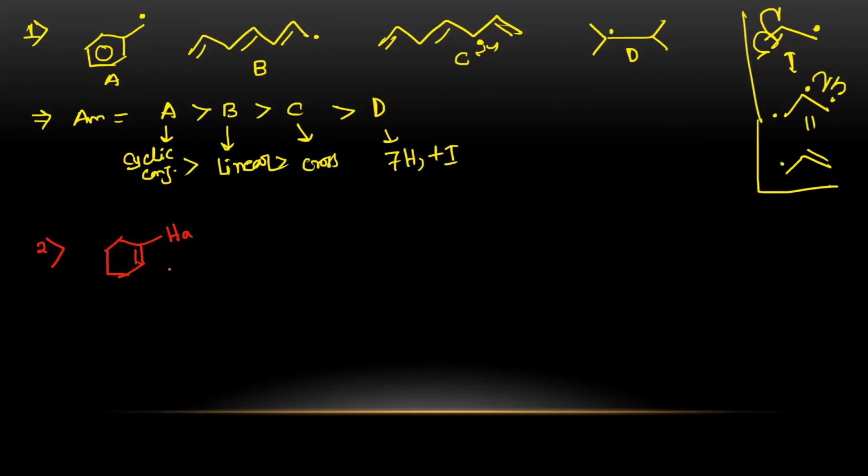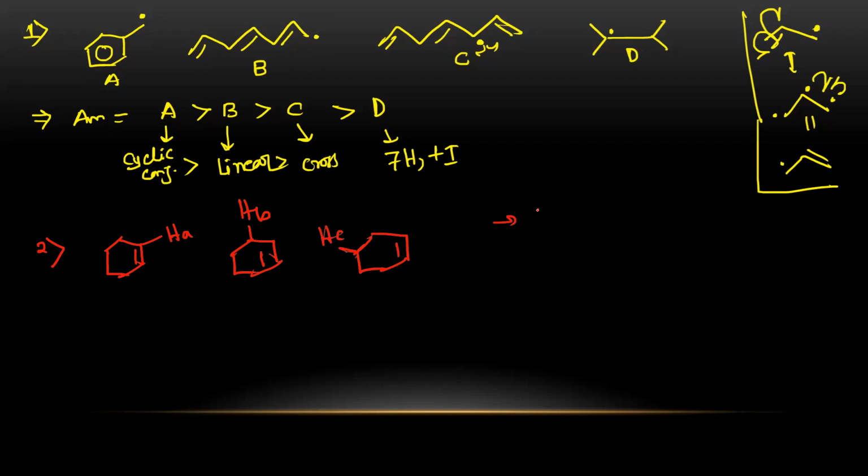First one, this is HA. Second one, this is HB. And the third one, it is basically HC. HA, HB and HC, you have to compare. Now, first try yourself. Okay, I think you have got your answer, but let me solve.